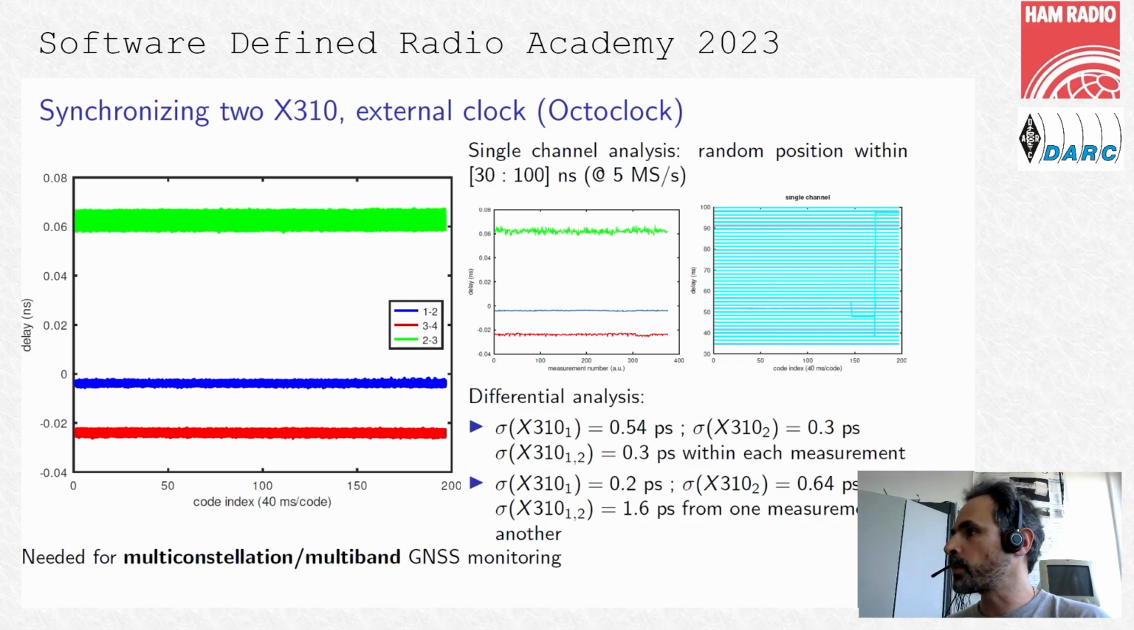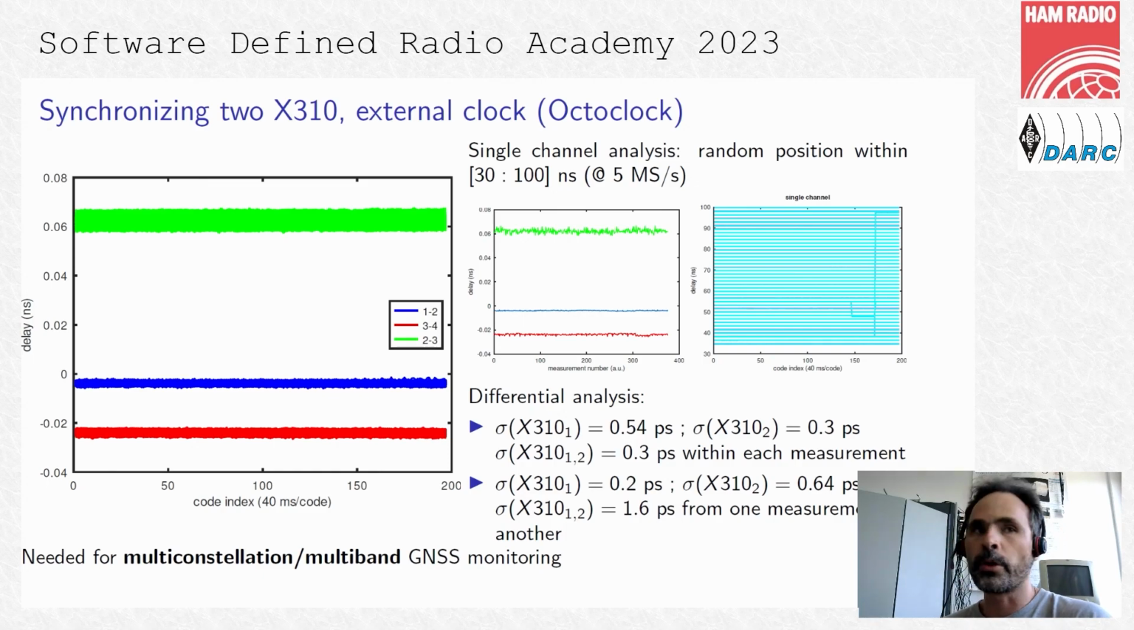Now we have 4 measurements because we put 2 X310, each fitted with 2 receivers, and the time delays between these channels are random between 0 and 100 nanoseconds, so randomly spread in a sampling period. Now, if we look at the middle chart, we see what is happening between channel 1 and channel 2 of a first X310, that's the blue curve, and channel 1 and channel 2 of a second X310, that's the red curve.